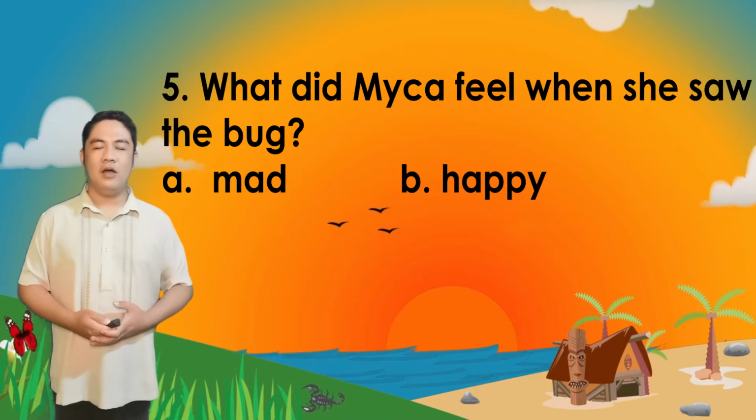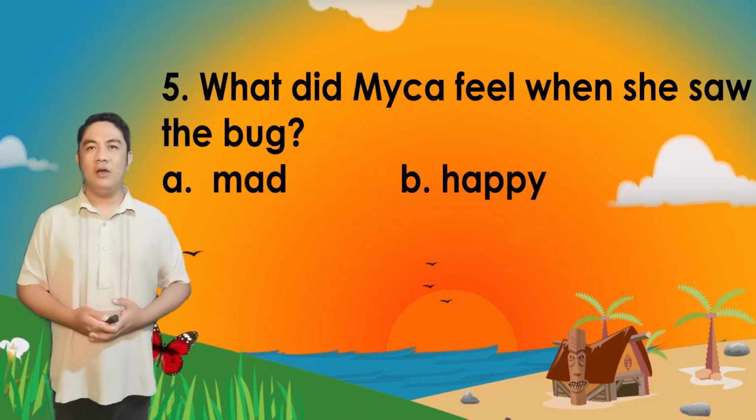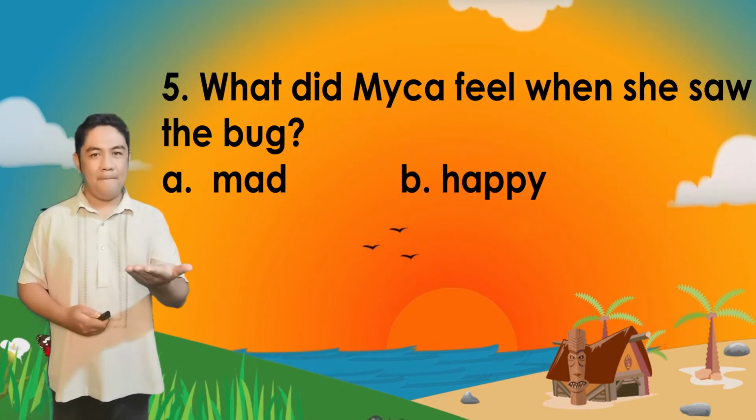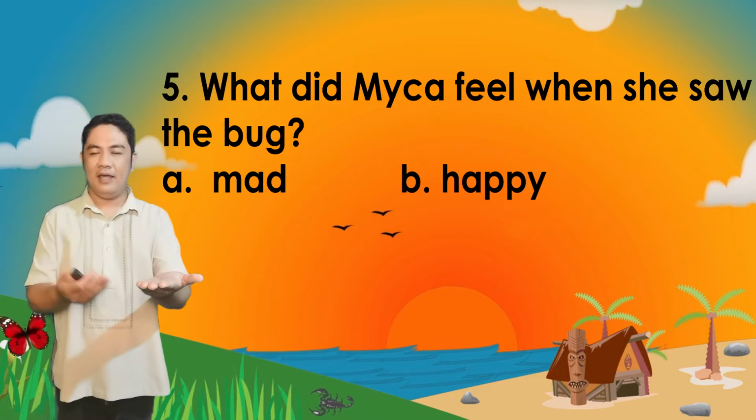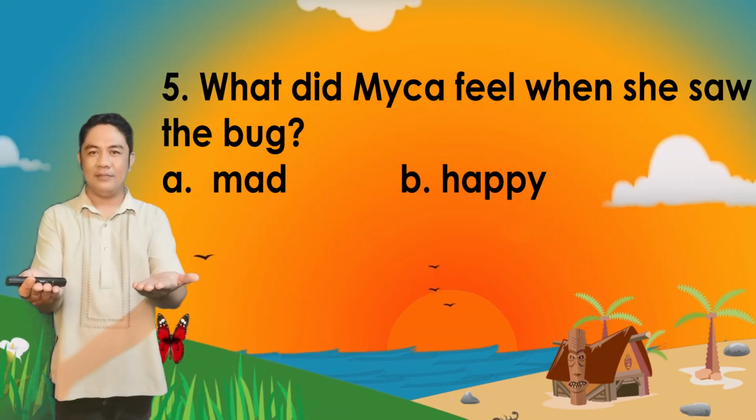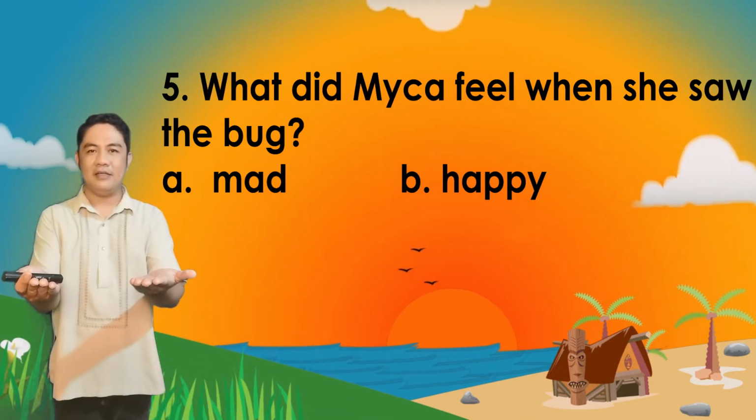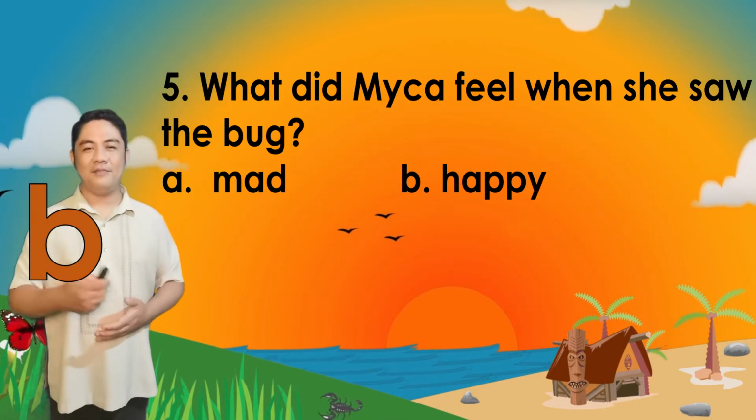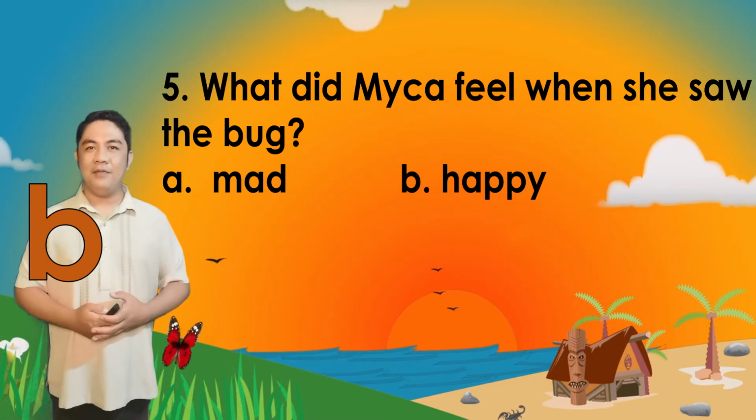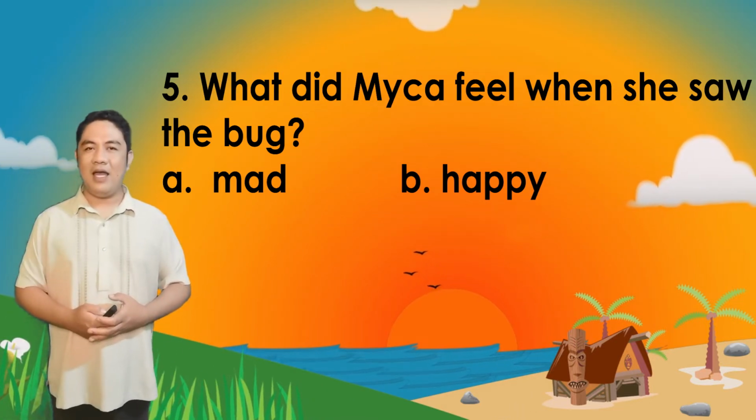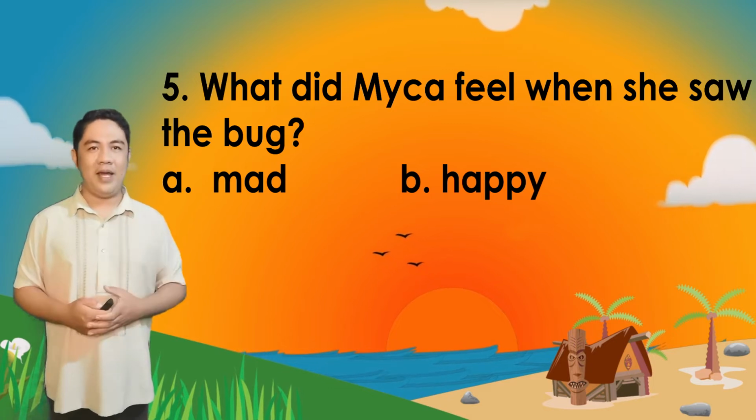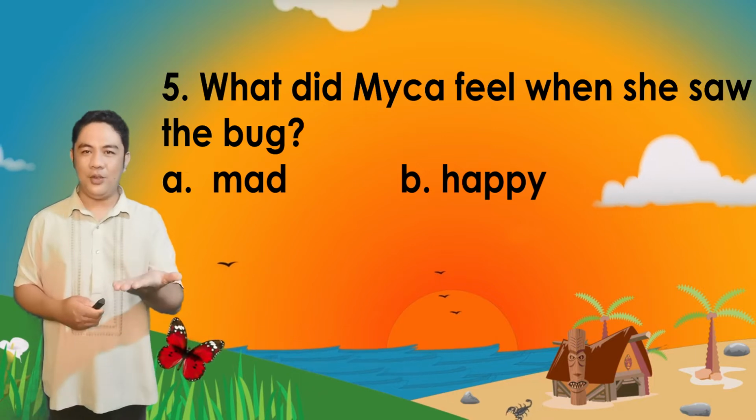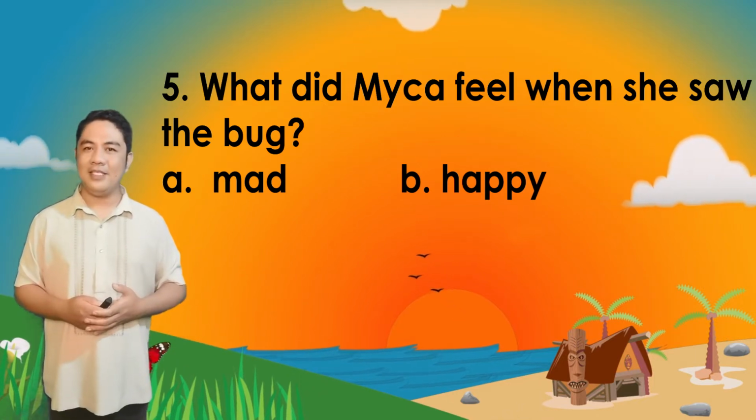For number 5, what did Mika feel when she saw the bug? A. Mad. B. Happy. What is your answer? The correct answer in number 5 is letter B. Do you know that I have the same feelings as Mika? If this happened to my lovely rose, of course, I'll get mad. How about you? Do you have the same feelings?